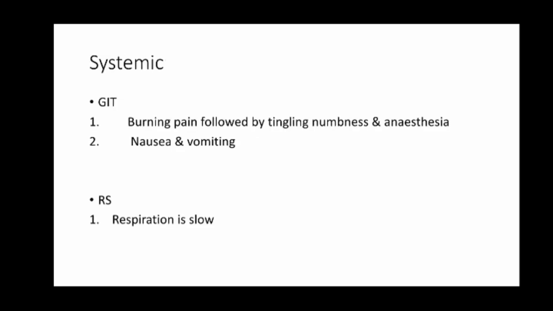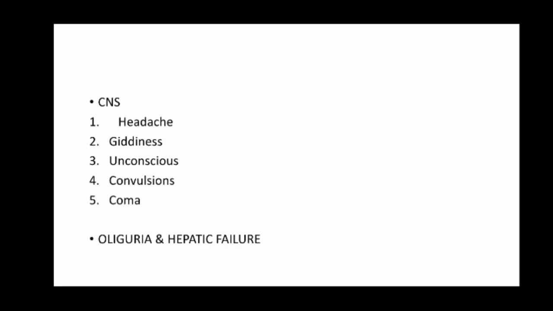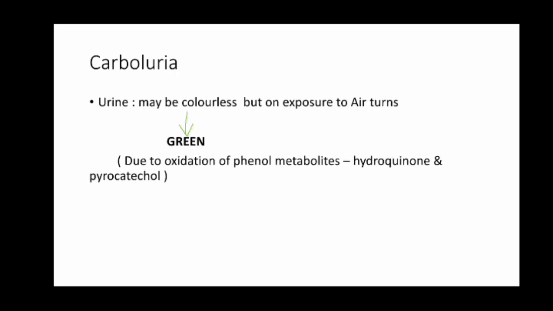Coming to the systemic features, the first system is the gastrointestinal system. In the GIT, the burning pain is followed by tingling, numbness, and anesthesia, and it also causes nausea and vomiting. In the respiratory system, respiration is slow. In the central nervous system, it causes headache, giddiness, unconsciousness, convulsion, and coma. It also causes oliguria and hepatic failure.